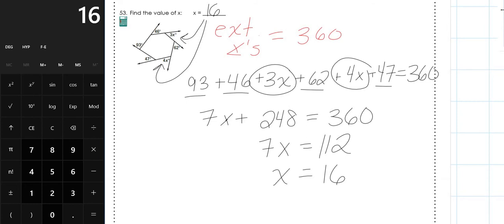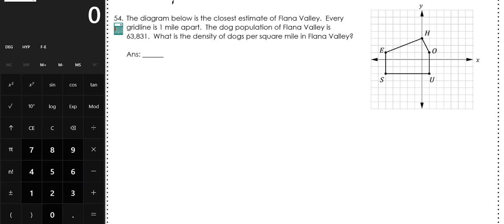Okay, let's move on to number 54. Number 54. Read and come back. Okay, so 54, the diagram below is the closest estimate of Flana Valley. I don't know where that is, but thank you. I'm going to get more information from the rest. Every grid line is 1 mile apart. So every time you see a box here, it's 1 mile, 1 mile lengthwise, 1 mile height-wise.